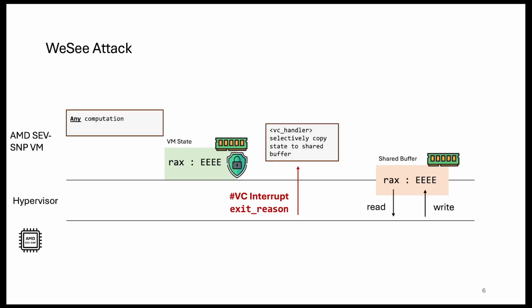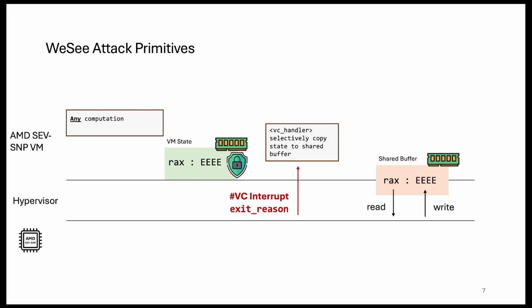So the hypervisor could potentially also compromise the execution integrity of the VM. By now, I hope I have convinced you that by arbitrarily injecting WeSee interrupts, the hypervisor can compromise the VM. So next, to demonstrate powerful attacks, we build expressive primitives using different exit reasons.